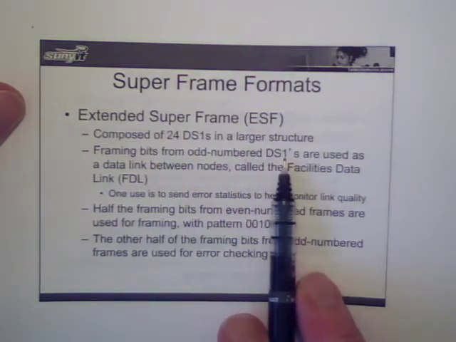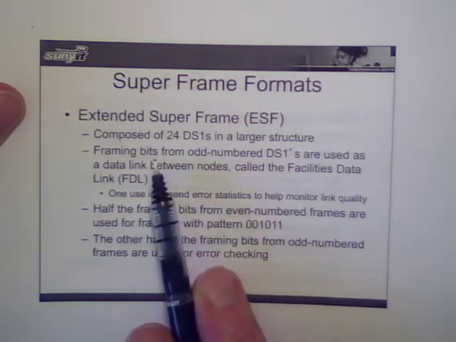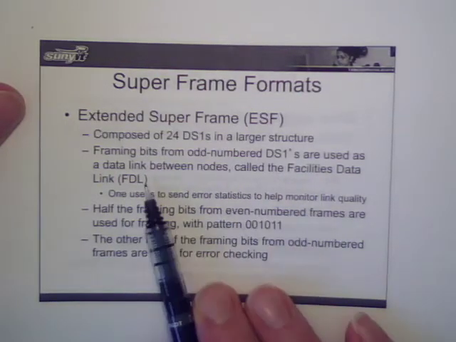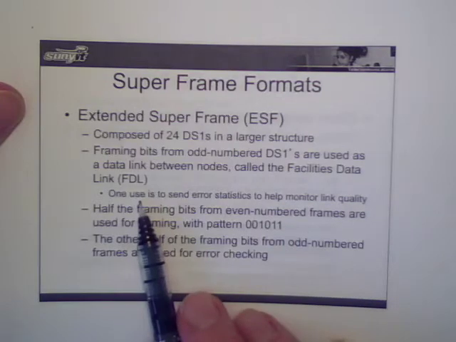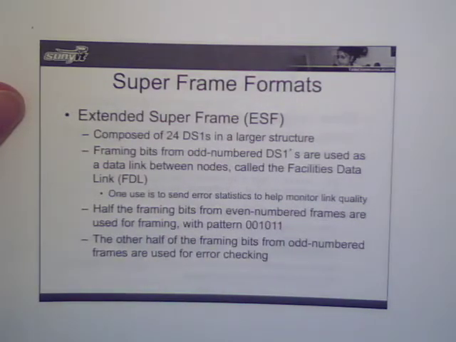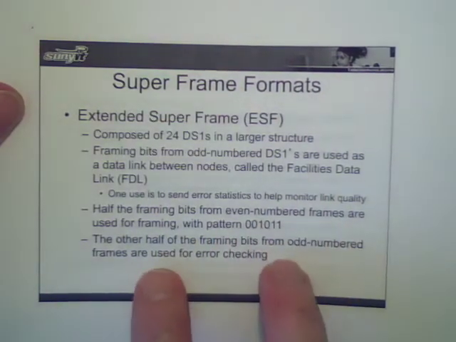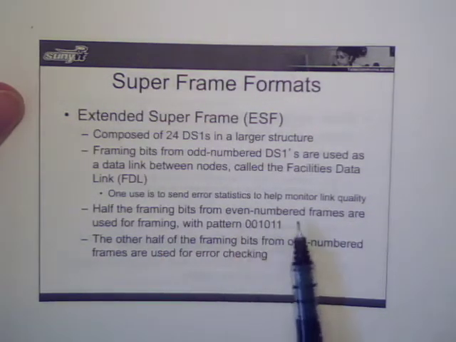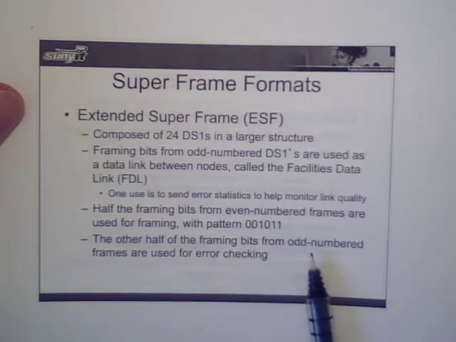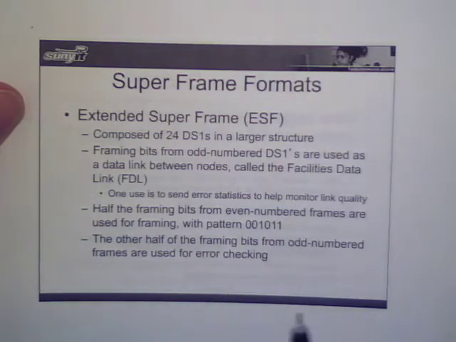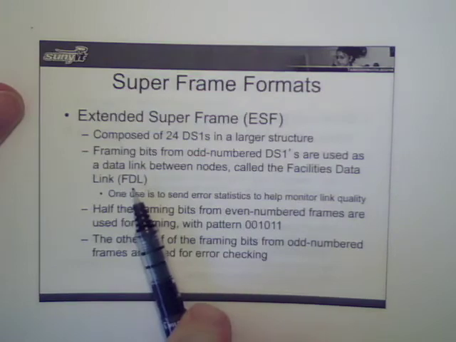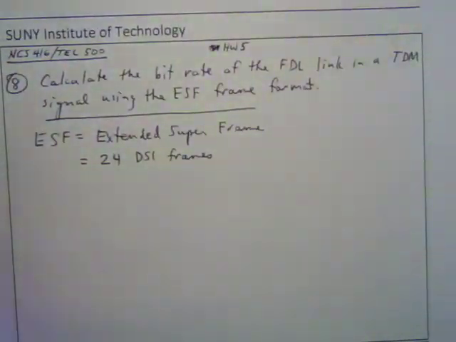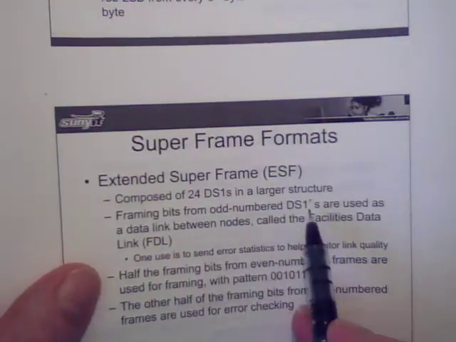The odd numbered DS1s, those framing bits are going to be used for a data link between the nodes, and it's called the FDL. This allows the two sites, A and B, to talk to one another. Half the framing bits from even number frames are used for framing, and the other half, the framing bits from the odd number frames, are used for error checking. So I'm interested in the data rate of the FDL. And basically, all the odd numbered framing bits are used there.